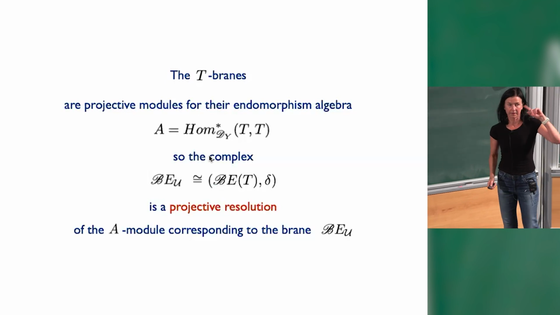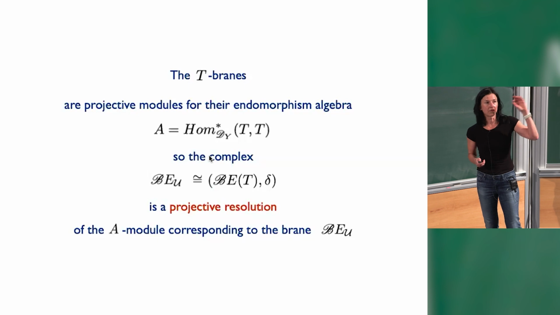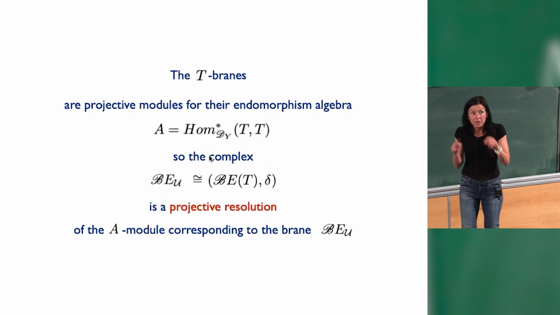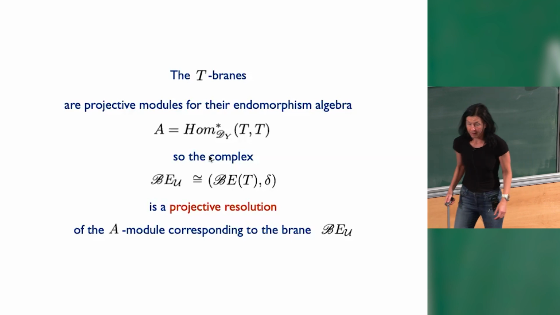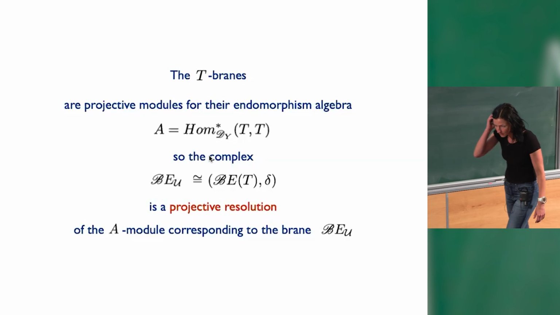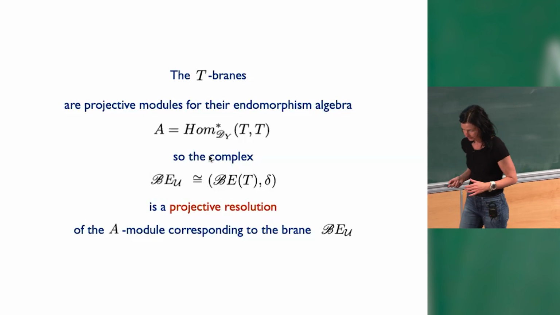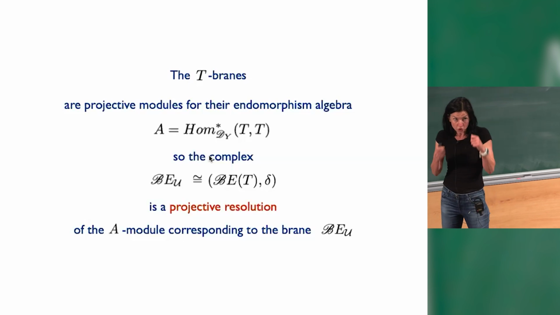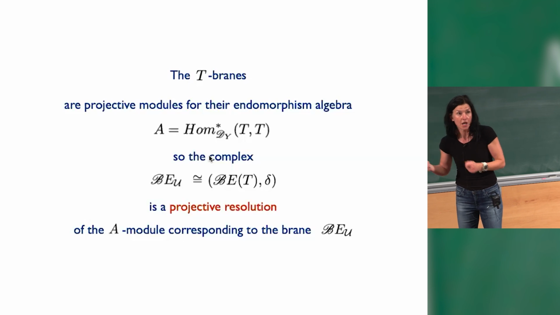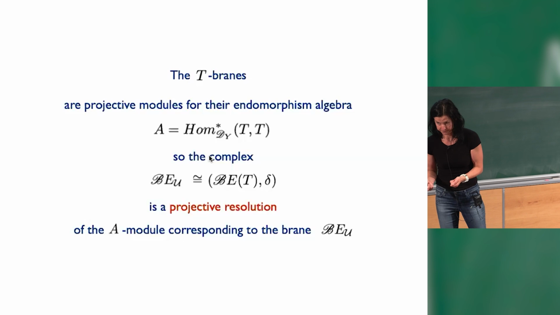Other than the early examples, maybe Khovanov and Seidel. They worked a baby example, which is not a real example. These are real examples. And there are infinitely many. One for all simple Lie algebras. So these T-branes are projective modules for the endomorphism algebra. So by trying to describe these braided figure 8 branes as complexes of generators, you're looking for a projective resolution of the module that corresponds to that brane. Okay?